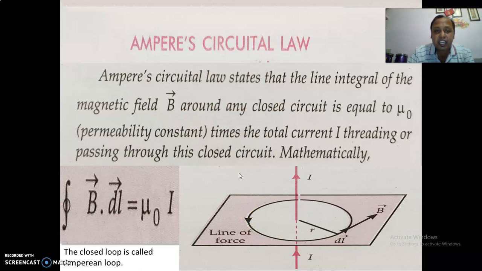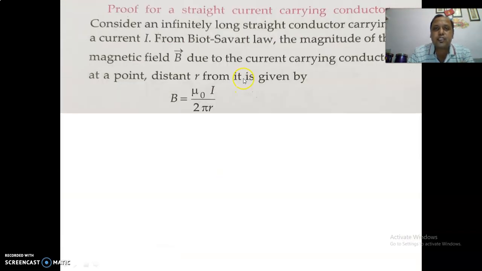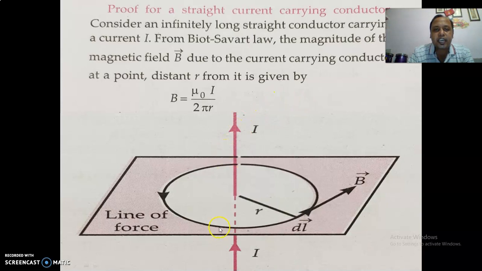Now we will see how this relation, that is integration B dot dl is equal to mu naught into total current threading the loop, can be proved. We are going to prove it for a straight current carrying conductor. Suppose this is the straight current carrying conductor we are considering. Now we take a circular loop of radius r, and the center is the point where the current conductor is threading that particular loop, that is, it is passing through that loop from that particular point.